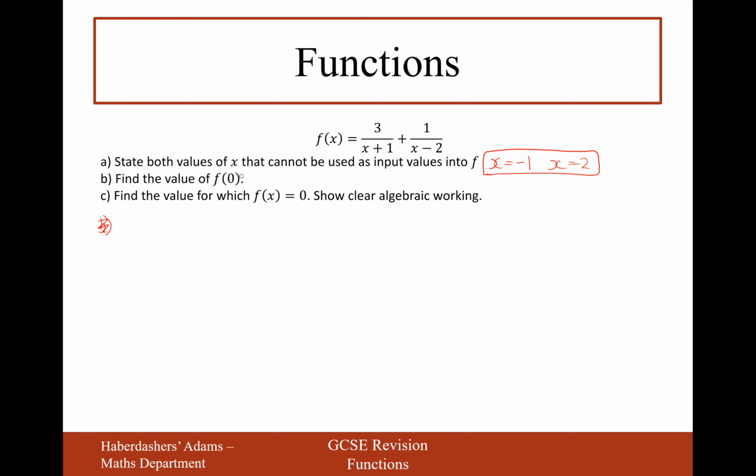Next question is to put 0 into the f function, so that's going to be equal to 3 over 0 plus 1, that's 1, plus 1 over 0 minus 2, that's minus 2. And the best thing to do now would be to just plug this into your calculator. It's going to be 3 take away a half, which is 2.5.